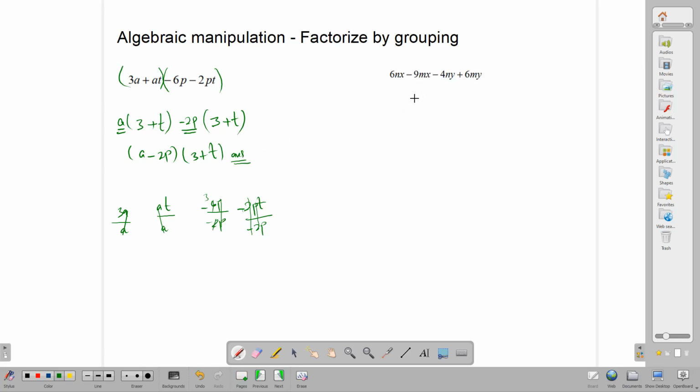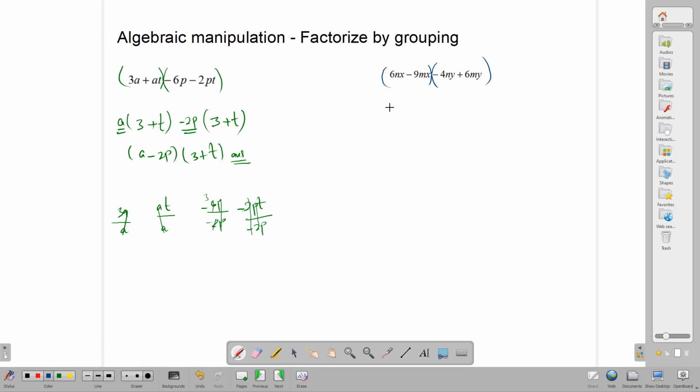Let's go to this one here. Again, these two have something in common. We can divide the 6 by 3, we can divide the 9 by 3. They also have x in common. And these two also have something in common. We can divide by 2 for the 4 and the 6, and they also have y in common.